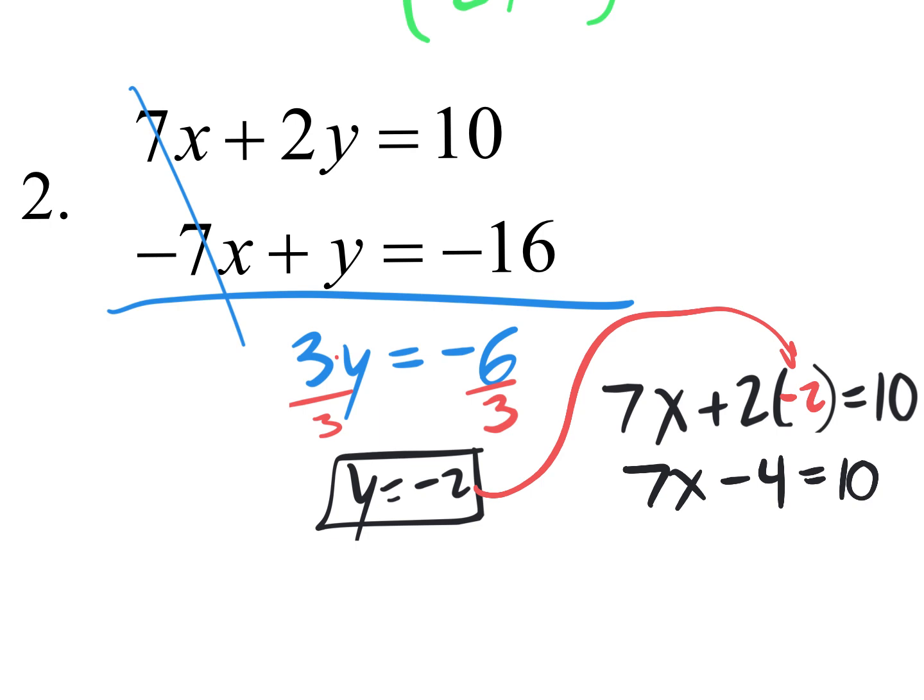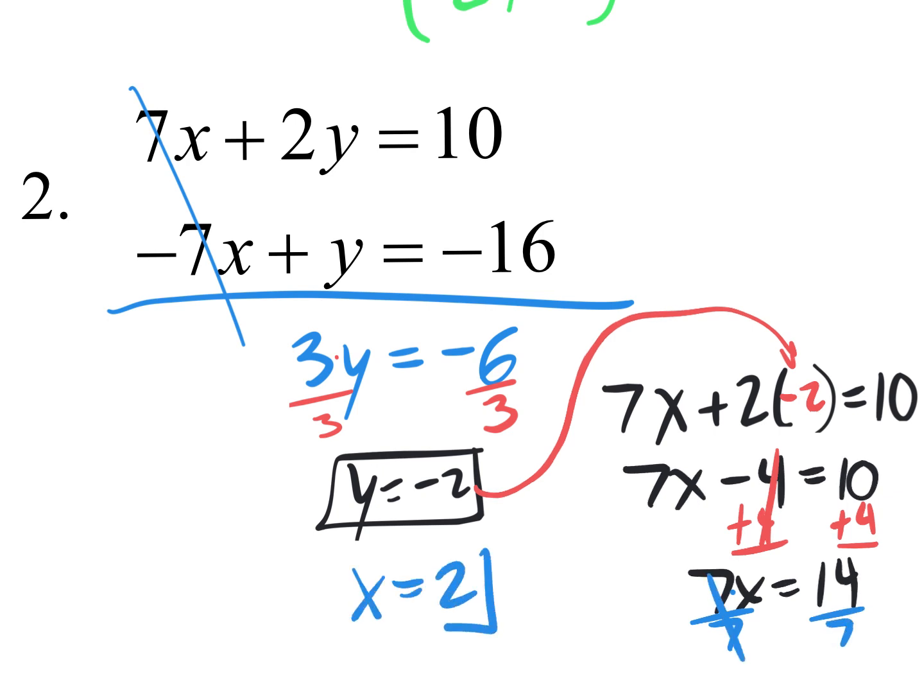I need to solve this thing. Add 4, add 4. I have 7x equals 14. How do I get rid of the 7? Divide. That's right. Divide by 7, and you'll get your final answer, x equals 2.